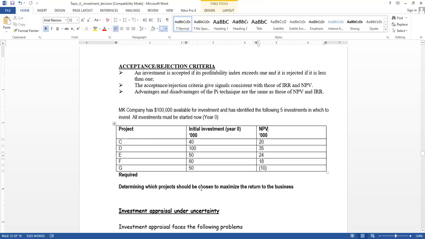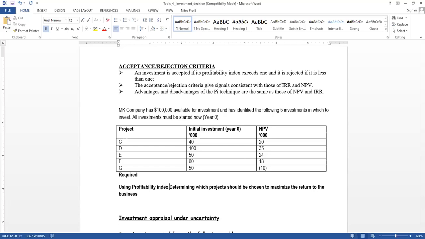They are saying that determine which project should be chosen to maximize the return of the business. Using PI, let me add, using profitability index, determine which project should be selected to maximize the return on the business. Okay, so in this case, by the way, they are saying that all the investments must be started now in year 0.